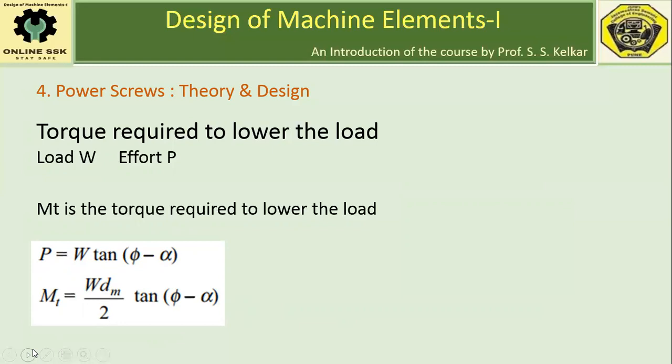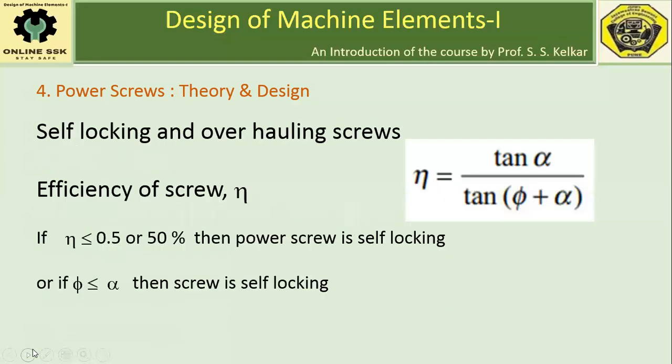Here one thing to be noted is that while lifting or raising the load, it is W tan of phi plus alpha, whereas while lowering the load, it is W tan of phi minus alpha. And on similar lines, torque required while lowering the load is given by W dm upon 2 tan of phi minus alpha, or phi minus lambda.